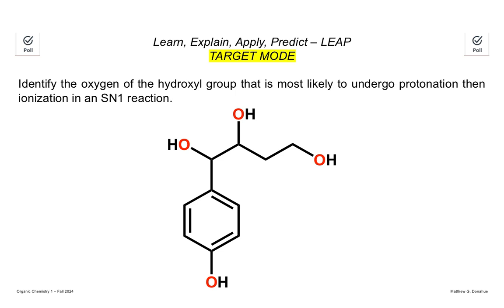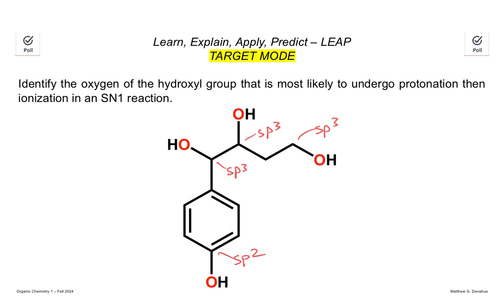So this is the other problem with all the OHs now in one molecule, basically. It's the same thing, just stated a different way. Which of the following oxygens is most likely to undergo protonation and ionization for SN1? So right away, we can eliminate the one bonded to the aromatic ring. That leaves us the other three.